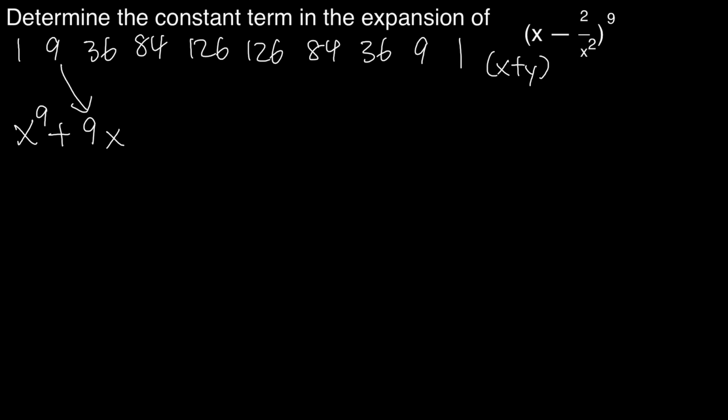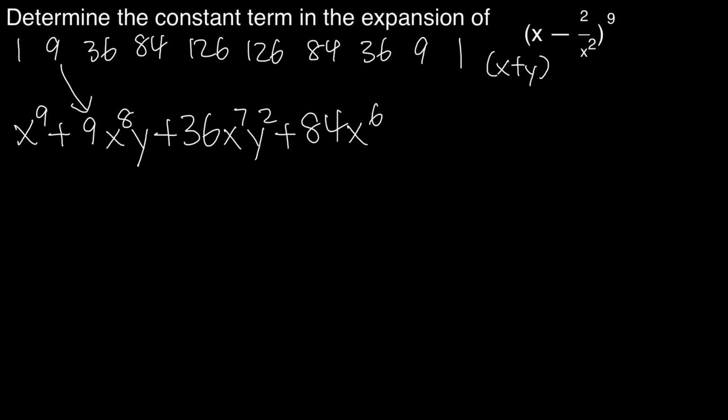So now we have 9x to the 8th, y to the 1st, but since it's to the 1st, we're not going to write it. Then the next coefficient is 36. Again, the power of x decreases, so x to the 7th, and the power for y increases. In the last term, we had y to the 1st, now we're going to have y to the 2nd. Now we're just going to go down the line. The next coefficient is 84, so 84, x to the 6th.